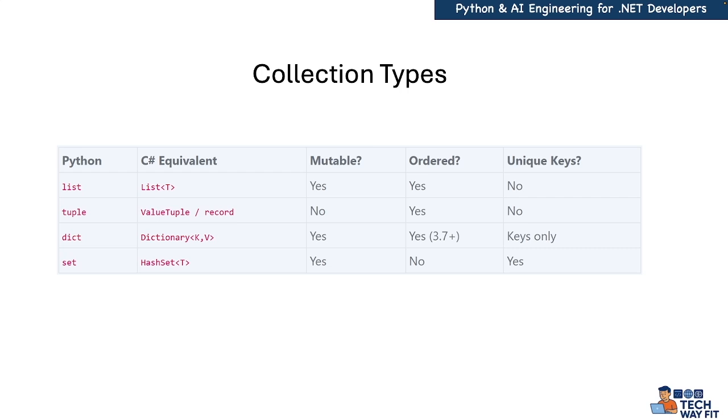The fourth type is the set, which is similar to a HashSet. Again, this is mutable, so we can add and remove data, but data in a set is not ordered, and data in a set is unique. So we can take, let's say, two different lists, and when you convert them to a set, all the duplicate data will get removed. A set is similar to a list, but it is a collection of unique items.